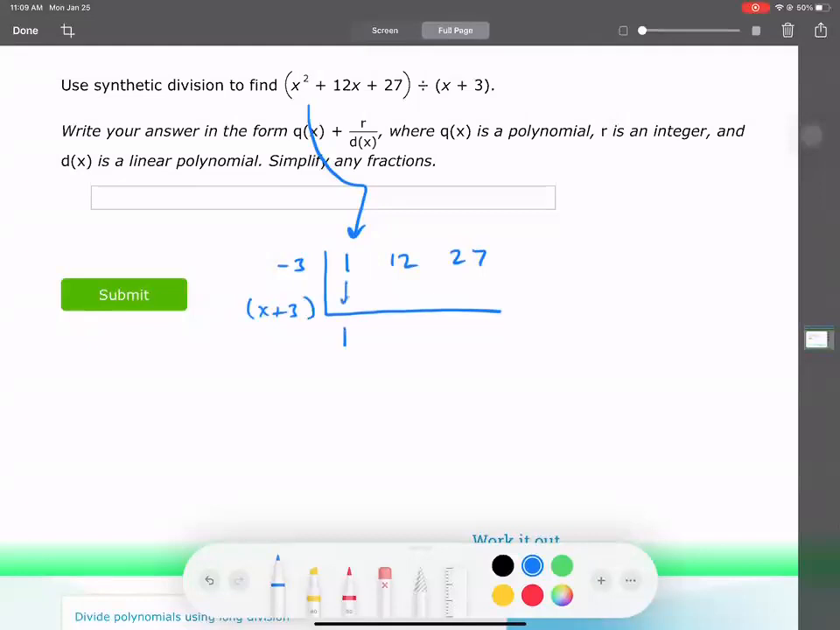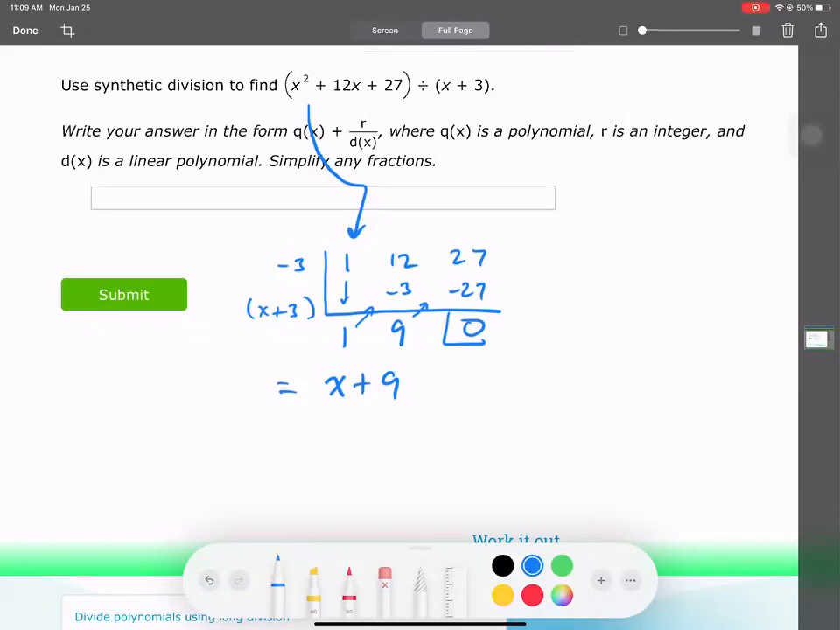Bring it down. That's going to be 1. Multiply by what? Multiply by negative 3. Negative 3. Bring it down, becomes 9. Multiply by negative 3, becomes negative 27. And we are 0. Okay, what's left over? x plus 9. So the answer here is x plus 9.